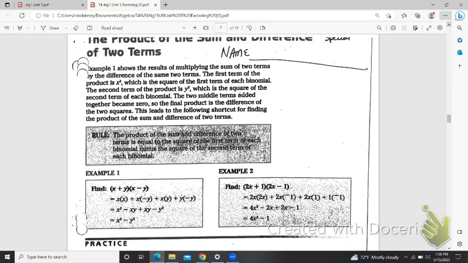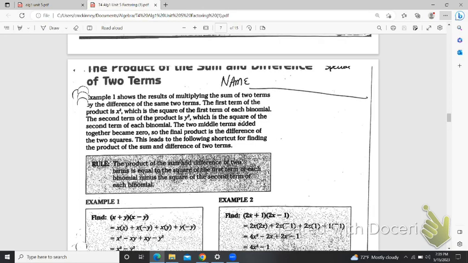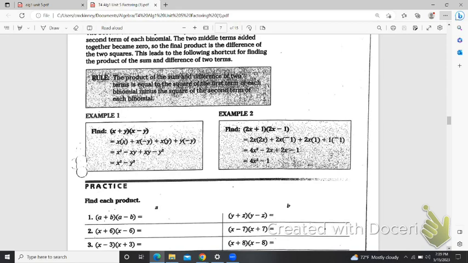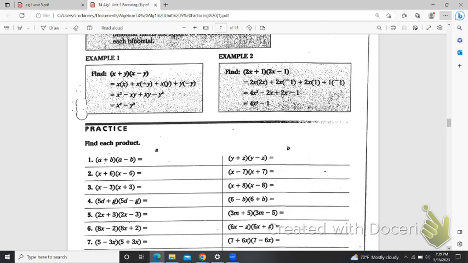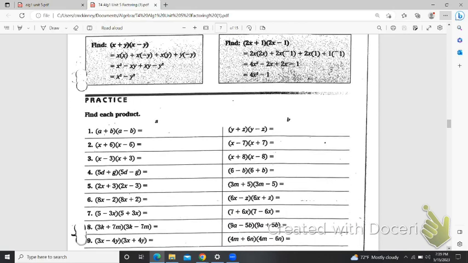I am pretty certain that I have added this page to your packet, the product of the sum and the difference of two terms. We're going to practice some things with multiplication so that we recognize this pattern, and then it will make it much more obvious to us how to factor these. You're going to notice we're going to have the same two terms, but in one set of parentheses it will be a plus in the middle, and in the other it will be a minus. So you might recognize a pattern, I hope, before we get too far down the page.